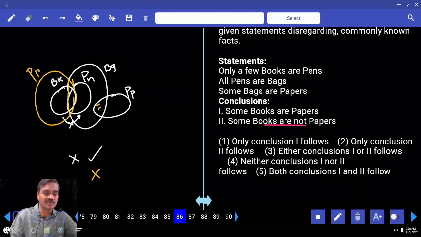Now some books are not papers false. Then some books are papers true అయిపోయిందా లేదా? Some books are papers true అయిపోయింది. ఇంతకుముందు false అయిన affirmative conclusion ఇప్పుడు true అయింది. ఇంతకుముందు true అయిన negative conclusion ఇప్పుడు false అయింది. కనుక ఒక దాంట్లో నెగిటివ్ ట్రూ అవుతుంది, ఇంకో దాంట్లో affirmative ట్రూ అవుతుంది. నెగిటివ్ ట్రూ అయినప్పుడు affirmative false, affirmative true అయినప్పుడు negative false.